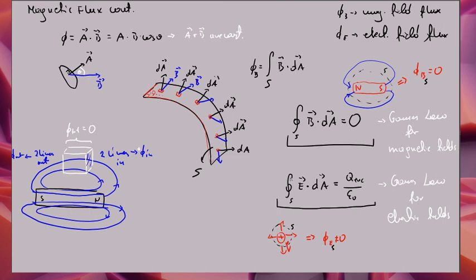All right, so anyway, now you have two Gauss's laws, you have two Maxwell's laws. One is Gauss's law for the electric fields, and the other one is Gauss's law for the magnetic fields.